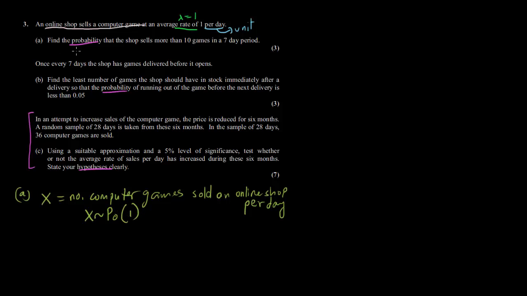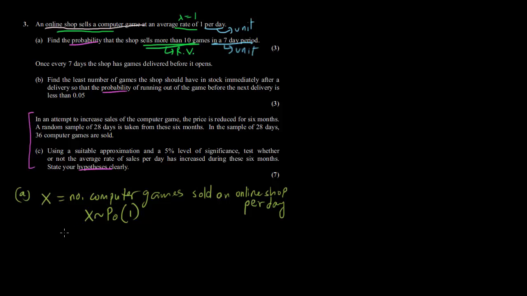Now let's read the question. Find the probability that the shop sells more than 10 games in a 7-day period. Remember that. In a 7-day period, this is the unit. And the next thing we have to remember is sells more than 10. Sells more than 10 is the random variable. Remember, shop sells, that's the random variable.